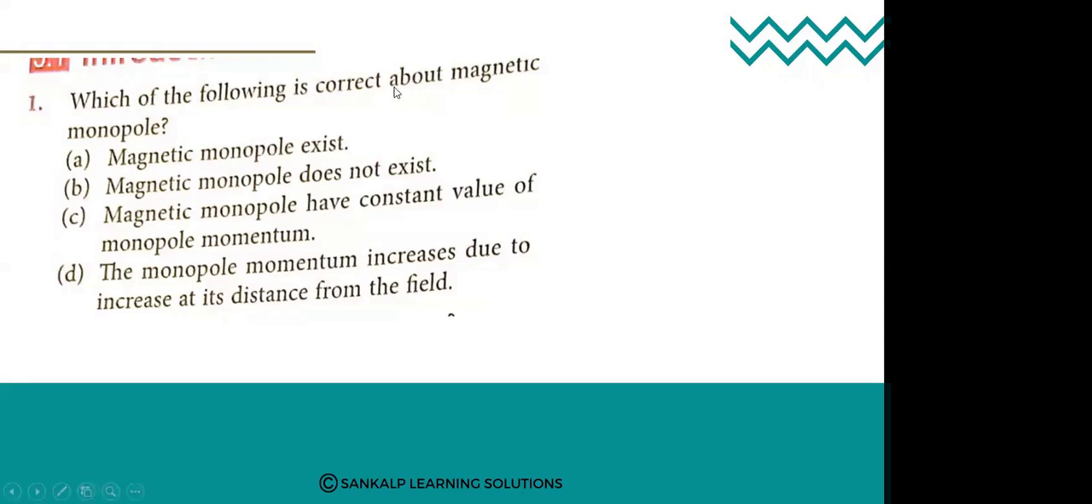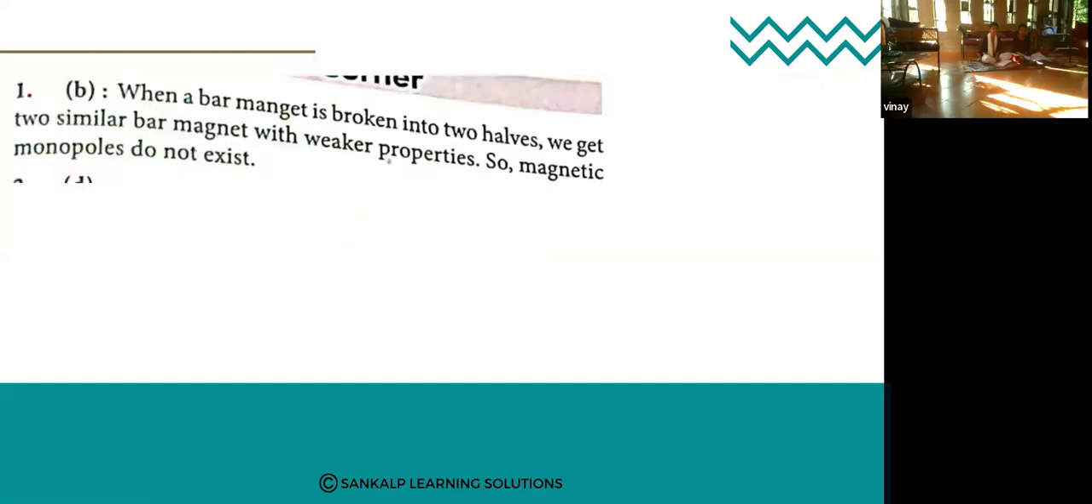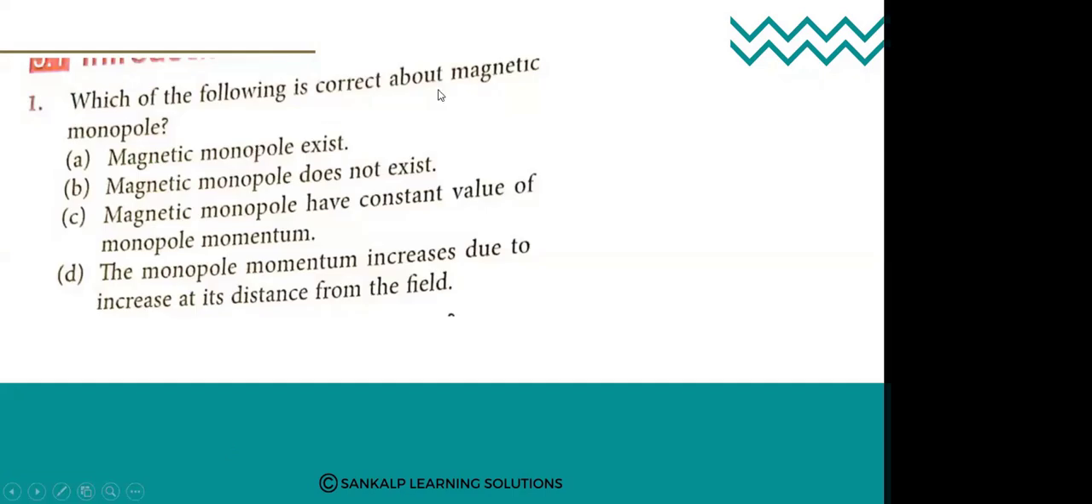Which one of the following is correct about the magnetic monopole? First I'll tell you the options, then I'll tell you what a monopole is. Magnetic monopole exists. Magnetic monopole does not exist. Magnetic monopole has a constant value of the monopole moment. The monopole moment increases due to increase in its distance from the field. Monopole, do you know what you mean by the monopole?